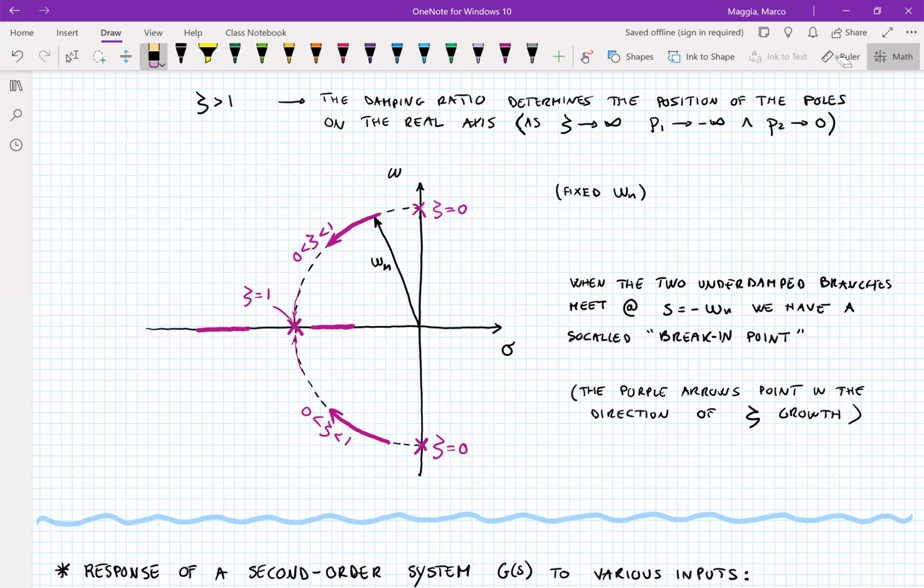Anyway, going back to the description, as we increase even more the damping ratio, then we go away from the break-in point, moving to the left and to the right of the break-in point.